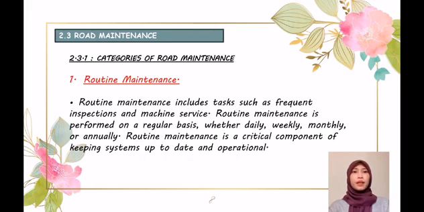Road maintenance. Categories of road maintenance. First is routine maintenance. Routine maintenance includes tasks such as frequent inspections and machine service. Routine maintenance is performed on a regular basis, whether daily, weekly, monthly, or annually. Routine maintenance is a critical component of keeping system up to date and operational.